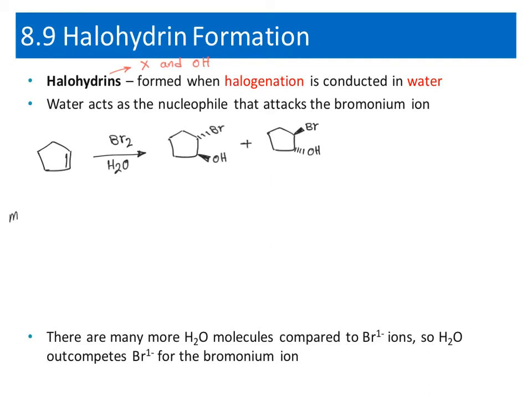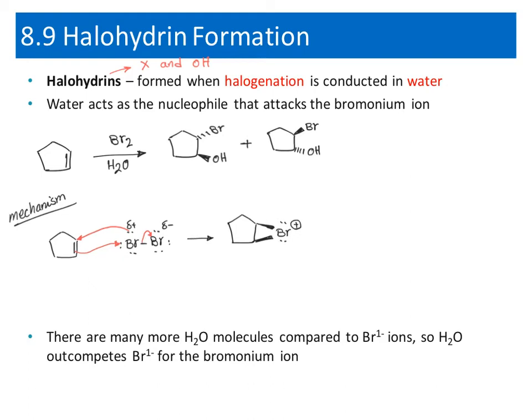Now let's look at the mechanism here. So in the first step of this mechanism, which is completely similar to halogenation, pi bond attacks the bromine and kicks off the second bromine, and also lone pair on bromine attacks one of the carbons across the double bond to form bromonium ion. Okay, so bromonium ion is very unstable.